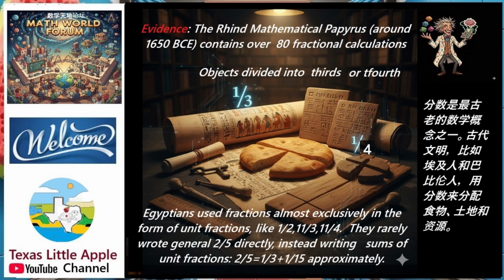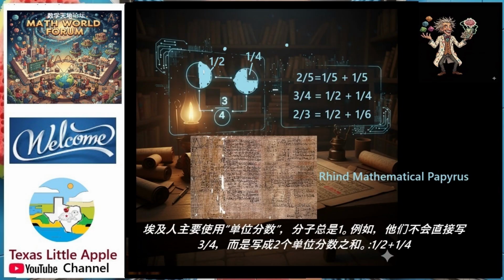They date back to ancient civilizations such as the Egyptians, Babylonians, and Chinese. Early humans needed fractions for dividing food, land, and resources. Egyptians used fractions almost exclusively in the form of unit fractions, like 1/2, 1/3, 1/4. They rarely wrote a general fraction like 2/5 directly, instead writing sums of unit fractions: 2/5 equals 1/3 plus 1/15, approximately.